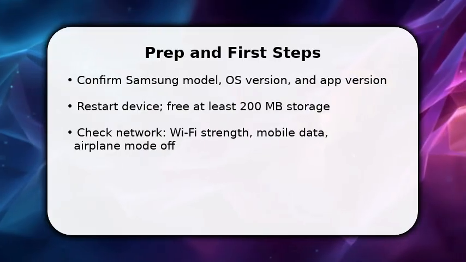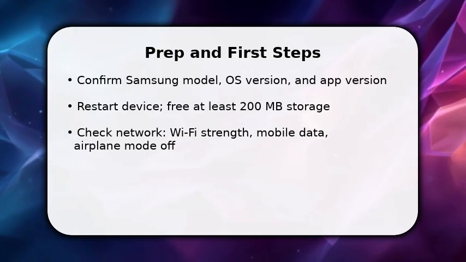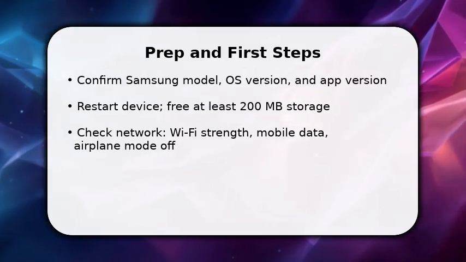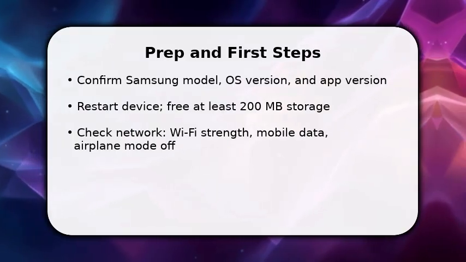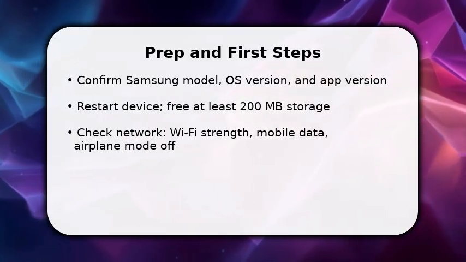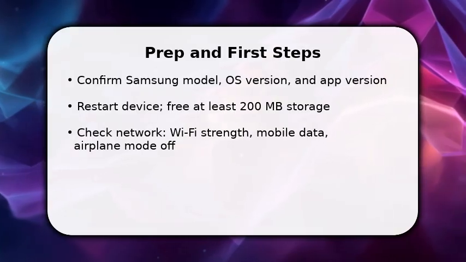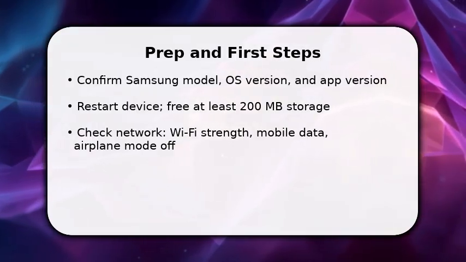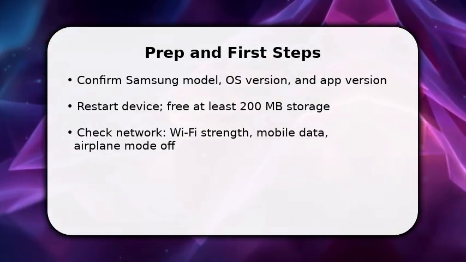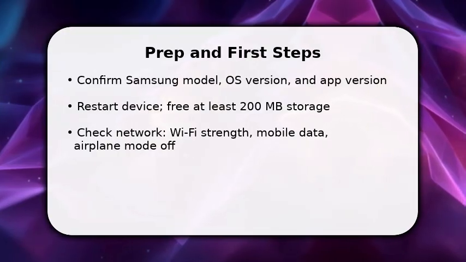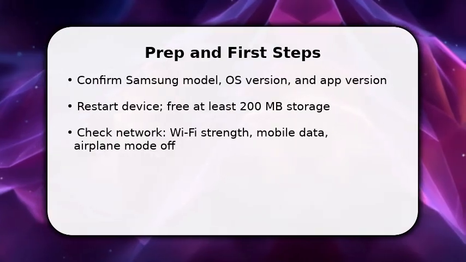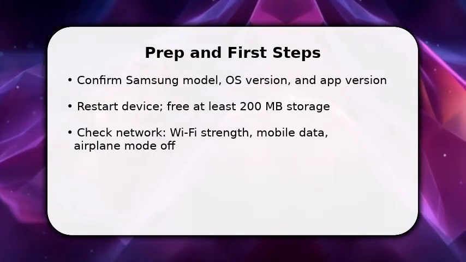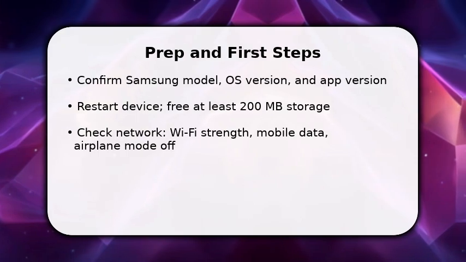You start by confirming the essentials: your Samsung model, Android version, and the app version so you know what you're troubleshooting. Once done, restart your phone to clear temporary glitches and free at least 200 MB of storage for the app to run. Next, make sure your network is stable, switch between Wi-Fi and mobile data to isolate connectivity issues, and verify airplane mode is off. These first actions remove simple blockers quickly and set up the next, deeper steps.